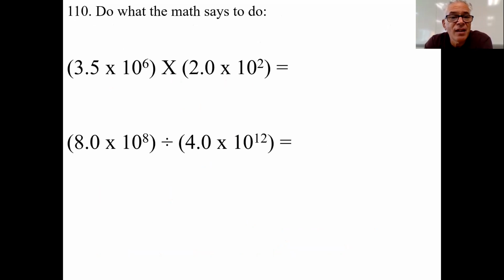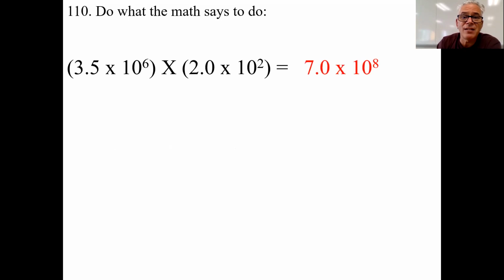All right, do what the math says. This is new stuff again, or old stuff for you. We're going to multiply scientific notation, then we're going to divide scientific notation. Let's do the top one first. 3.5 times 10 to the 6th times 2.0 times 10 squared. You got to remember the rule. Multiply the coefficients, add up the exponents, and then make an adjustment if you have to. 3.5 times 2 is 7.0. 10 to the 6th, and then you add 2, so it's going to become 10 to the 8th. So that was really easy. We just add the exponents to get the answer.